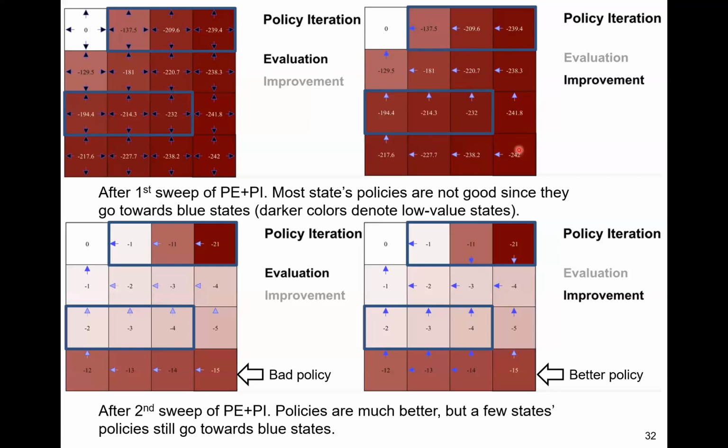So now for this policy, we do another round of policy evaluation. We get a much better set of value functions on the lower left. But a few states' policies still go towards the blue states. So in here, minus 12, you go towards this guy, minus 2. That's a bad policy. So it's going left in the lower row. It should go right. So now you perform policy improvement based on this value function on the left.